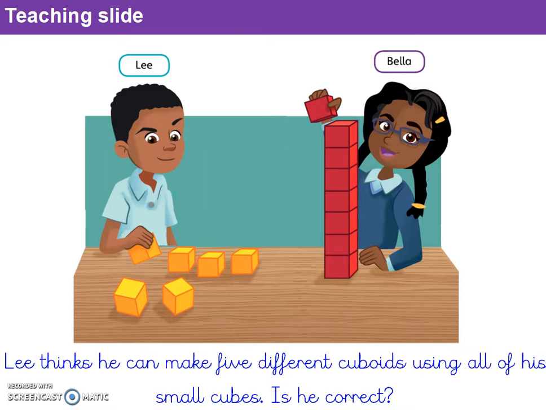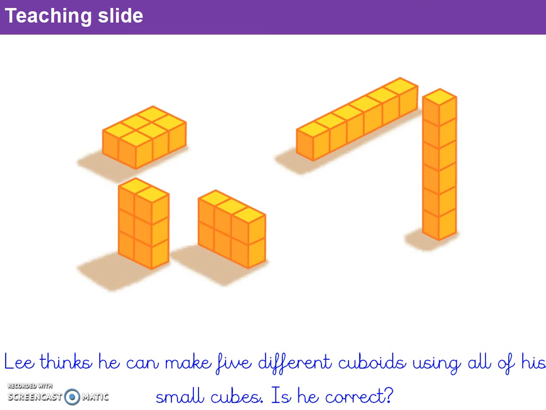And our job now is going to be trying to create 5 different shapes which are going to have faces which are going to be rectangles or squares. And when Lee makes it we can see he's got 5 different shapes. He's got our first one is made up of 2 rows of 3 cubes side by side.